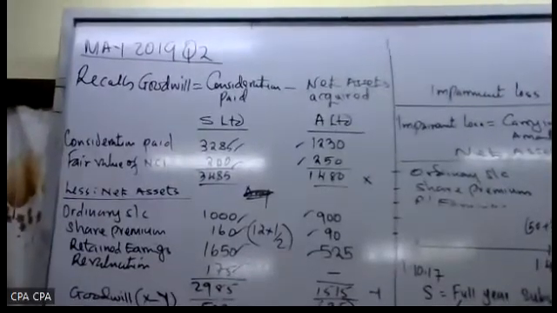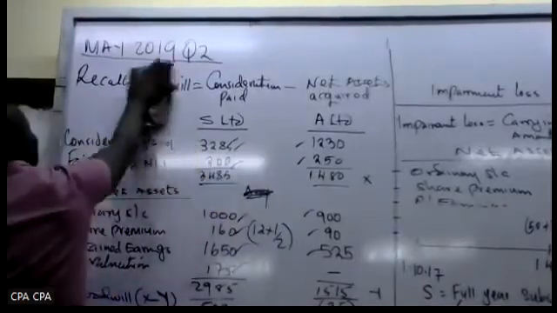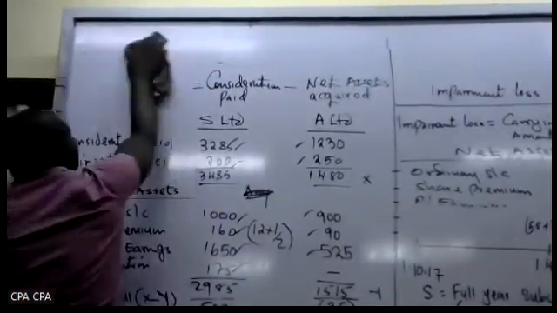Right there, G group. Then you are going to attempt this one before tomorrow. The other question, there were 2, so you will attempt that other one.